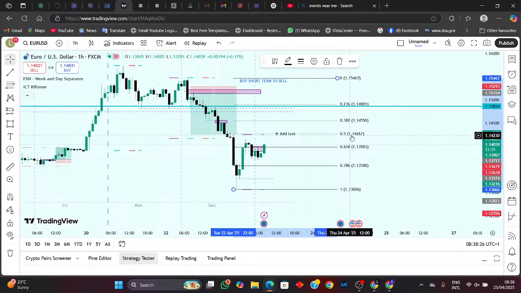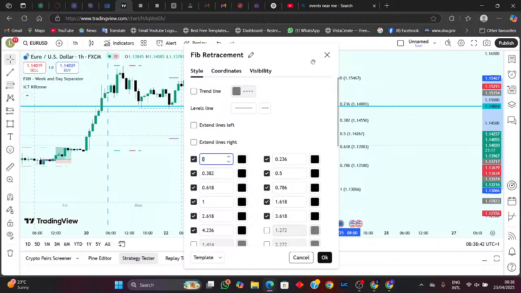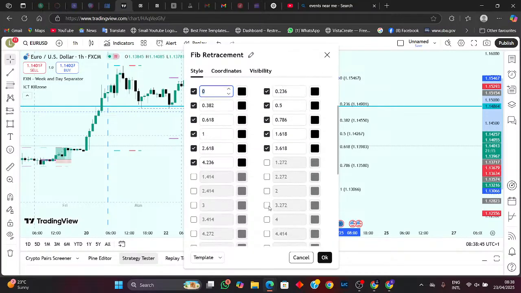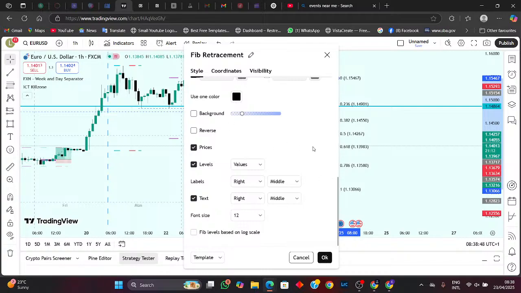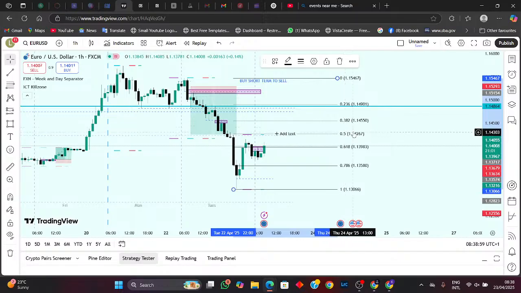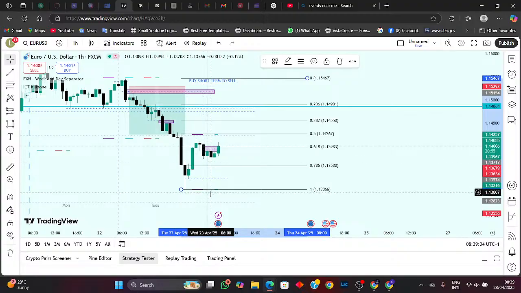50% is 0.5 for me right here. You can also set your Fibonacci retracement tool to 50. If 0.5 is not really clear for you, you just come to settings right here, and then you can set those values. You can set what you want, even the font size and the values here. You can make it in percentage, but for me, I prefer it in values. So that's why I'm seeing it at 0.5. Now this is where we're looking to see that retracement into.